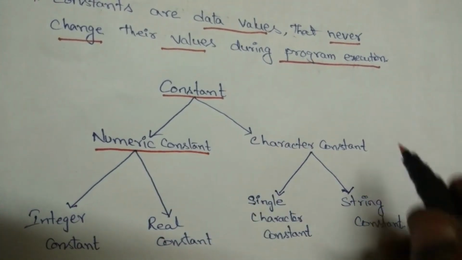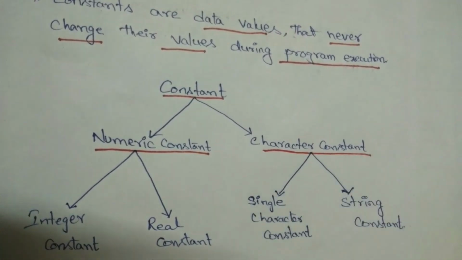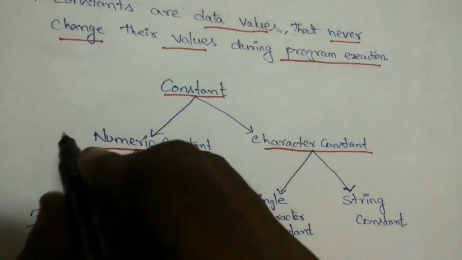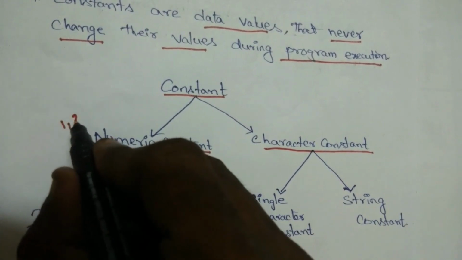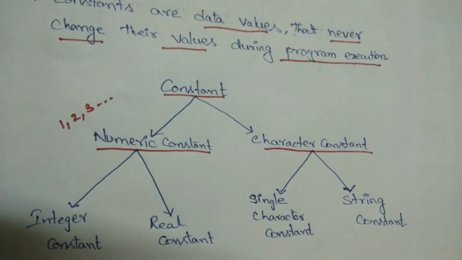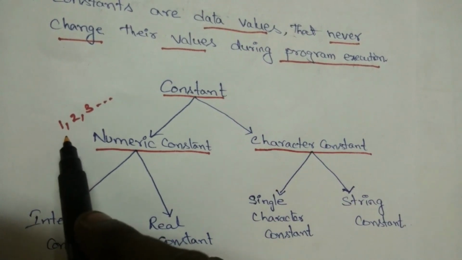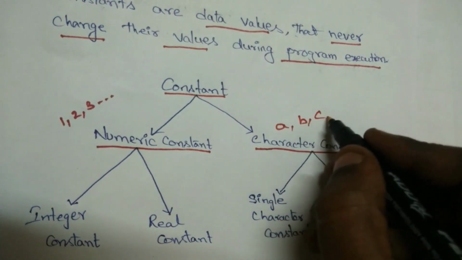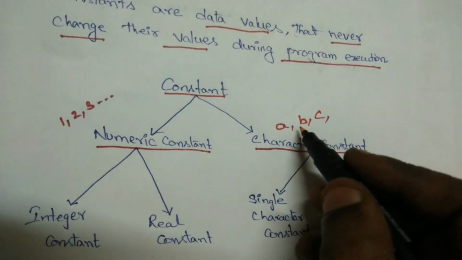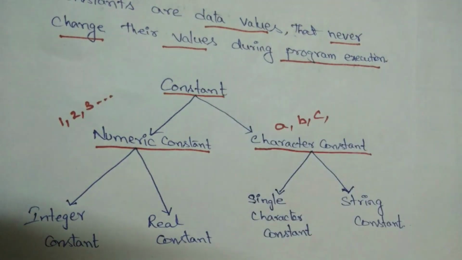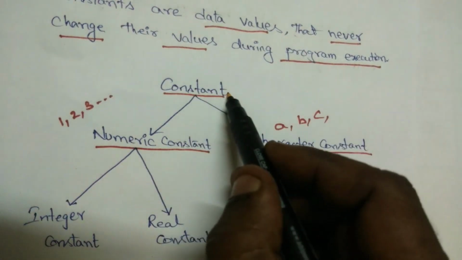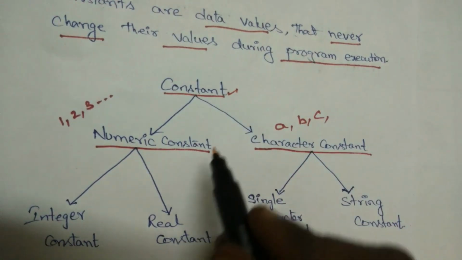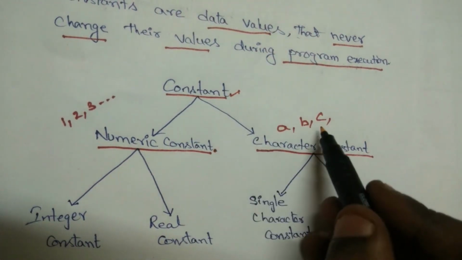One is the numeric constant, another one is the character constant. You know what is meant by numeric constant? Numeric means we can give numerical values like 1, 2, 3. And what is meant by character constant? Not only numerical values, we can assign characters like A, B, C to a particular variable as a constant. So in C language, constants are of two types: the numerical constant and the character constant.